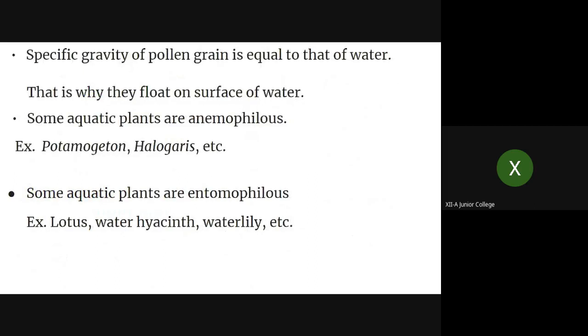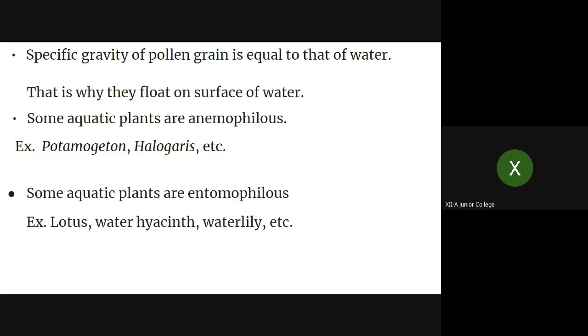The specific gravity of the pollen grain is equal to that of the water, and that's why these pollen grains can float on the surface of water. And some of the aquatic plants also show anemophily, that is, wind. Not only water, but although these are aquatic plants, anemophily is observed. That means wind is the agent.